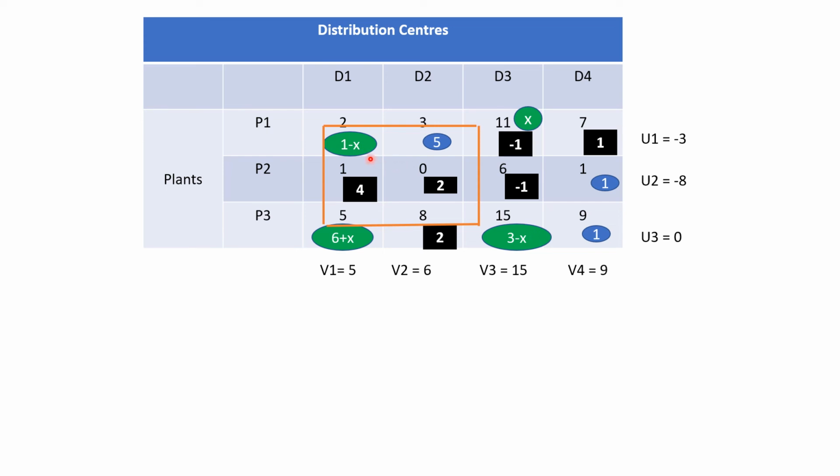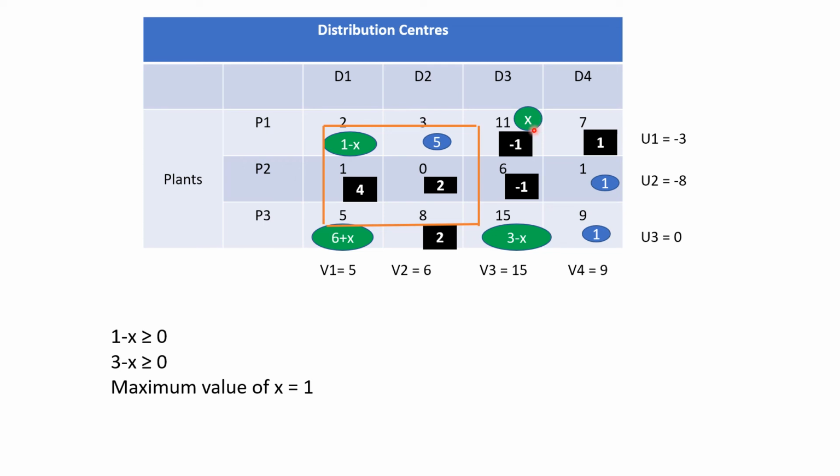So we should consider the value of x in such a way that 1 minus x and 3 minus x can never be negative. That means 1 minus x has to be greater than or equal to 0, and 3 minus x has to be greater than 0. If both the conditions are to be satisfied, what is the maximum value of x? The maximum value of x is, out of these two, whichever is minimum. So the maximum value of x is 1.